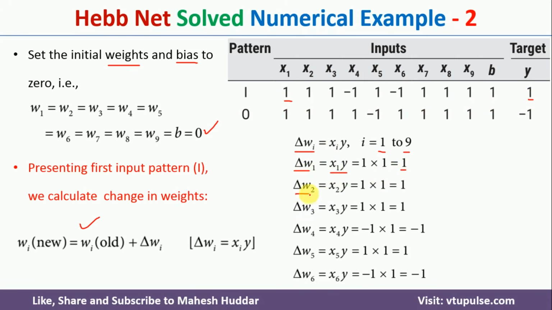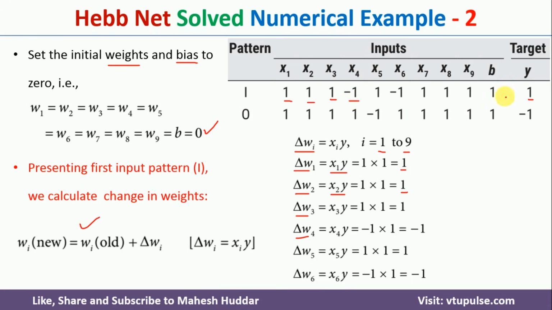Similarly, delta W2 is equivalent to x2 y. So x2 is 1, y is 1. The answer is again 1. Delta W3 is equivalent to x3 y. So x3 is 1, y is 1. 1 into 1 is equivalent to 1 here. Delta W4 is equivalent to x4 y.